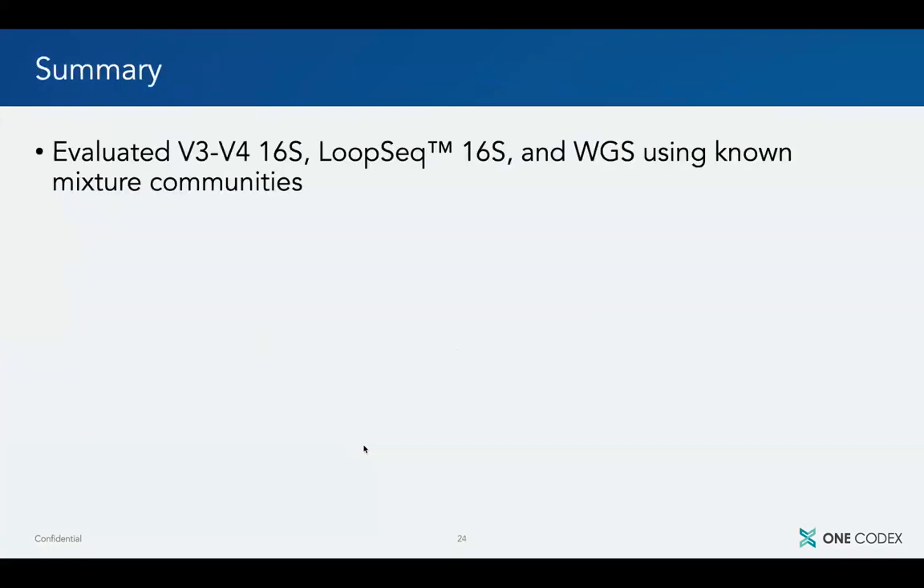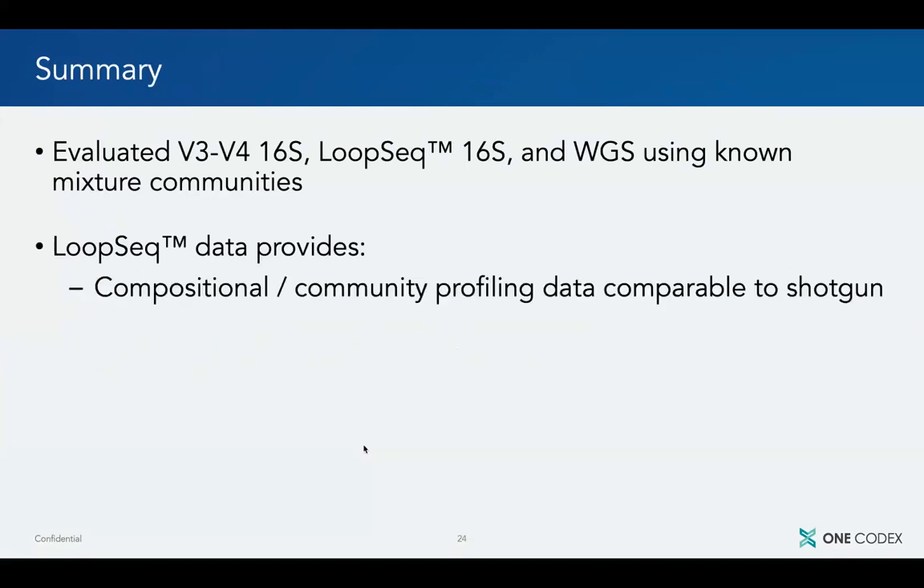And I think the things that we can take away from this is that the LoopSeq data provides a compositional or community profiling picture that is in many ways comparable to shotgun sequencing. Obviously, it has a bunch of benefits around price relative to shotgun sequencing, as well as on the laboratory side around ease of use and workflow. But if we're trying to answer the question who's there and get a snapshot of the community or a taxonomic profile of a sample, the LoopSeq 16S data provides a really nice picture, and is a great tool to have in the toolkit.